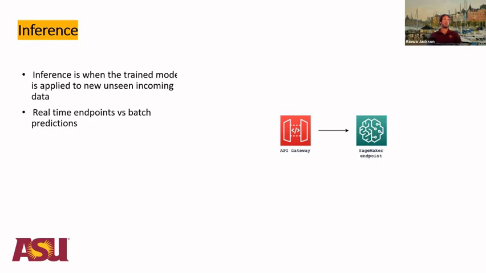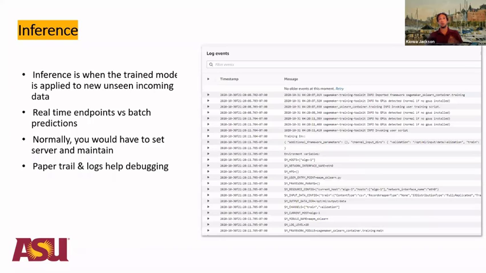Batch predictions is when you don't need something in real time: you take a full file of records, give it to SageMaker, it runs through all of these, and then returns a batch of predictions. So when you're not needing things in real time, batch predictions is what you will use. Normally you would have to set up a server, especially for endpoints, but obviously AWS handles that portion for you. It also has the paper trail and logs to help debugging. So again, you can return later.